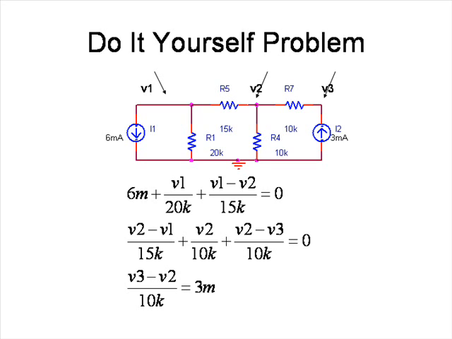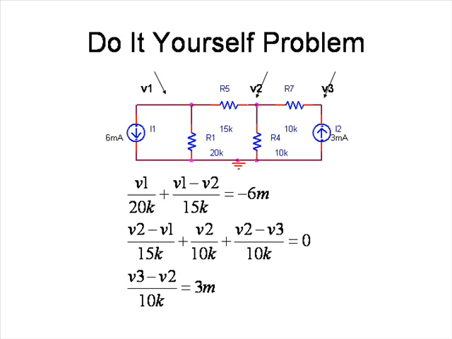So now the first thing we're going to do is move this 6 milliamp current source over like this, leaving us with negative 6m. That also allows us to organize the fractions from the whole numbers. Now, in this case, we're going to need a common denominator. Obviously, this is, again, basic math. If you do not know common denominators, check your basic math book.